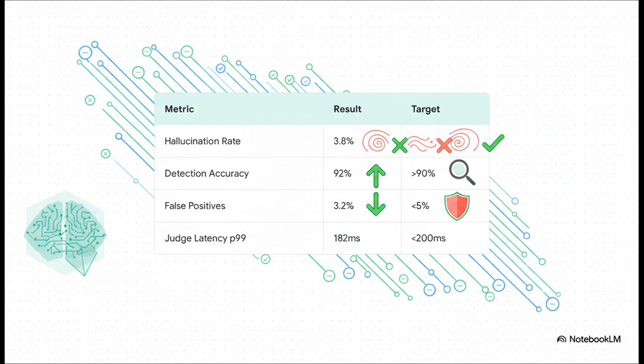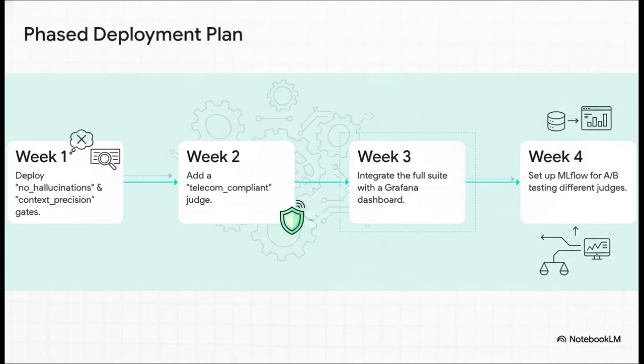When you look at the full production benchmarks, you can see the system meets or exceeds every single target for a reliable enterprise-grade AI service. From accuracy and latency to a low false positive rate, it's green across the board. And what's really great is that deploying this isn't some giant all-or-nothing project. You can roll it out in phases. In week 1, you get that immediate win by catching basic hallucinations. Then, over time, you can build up to a full monitoring and testing pipeline.